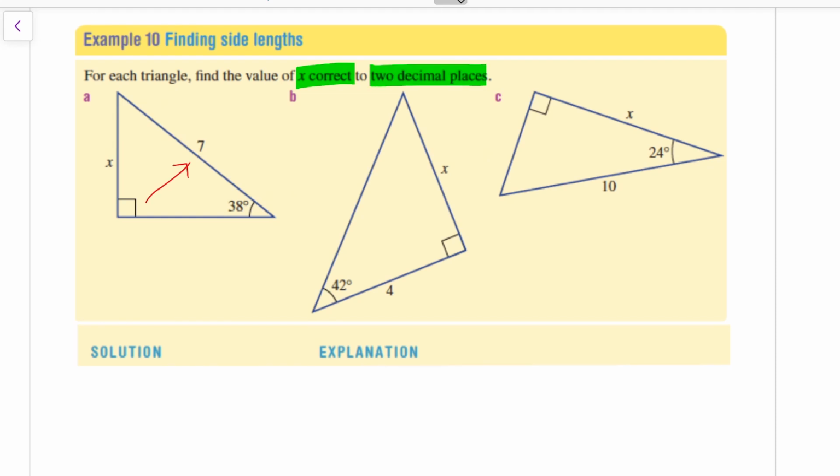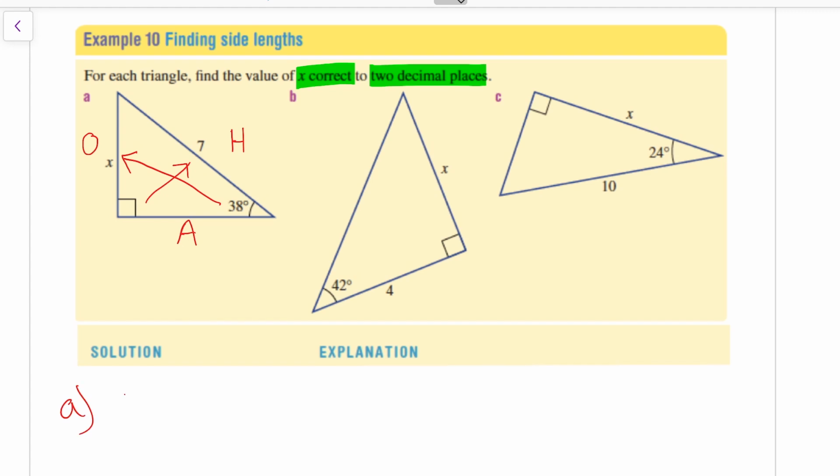Opposite the right angle is the hypotenuse. So that 7 is the hypotenuse. 38 is where we would have had our theta. So we actually now know what the angle is, 38 degrees. So the x is my opposite, and this last line is the adjacent. It's next to my 38 degrees.